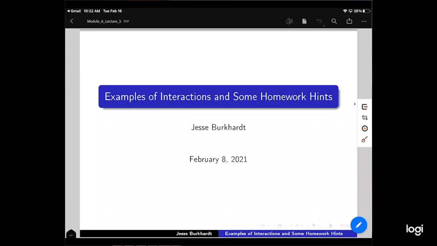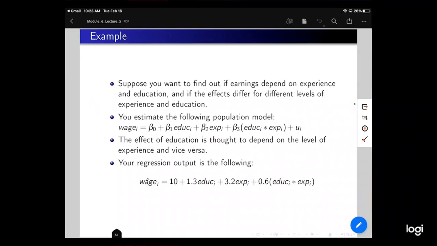In this lecture, we're going to do some more examples of interactions, and there's going to be some homework hints here. The previous lecture on interactions, I know, is initially confusing, but interactions are fairly simple, and you don't have to take the expected values every time. You start to just see what the interaction is doing to your model. So let's do an example.